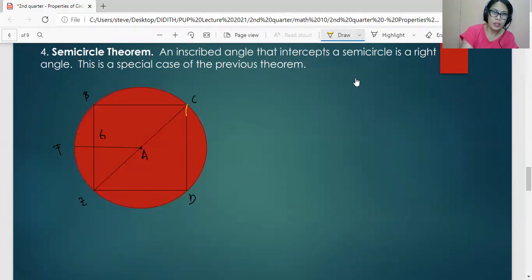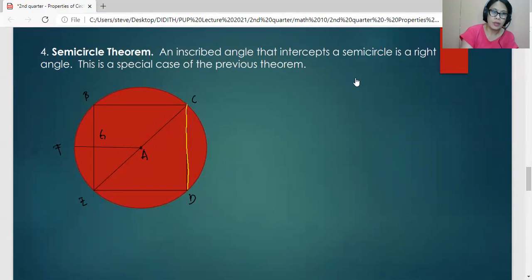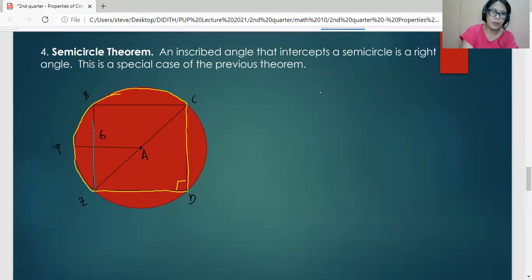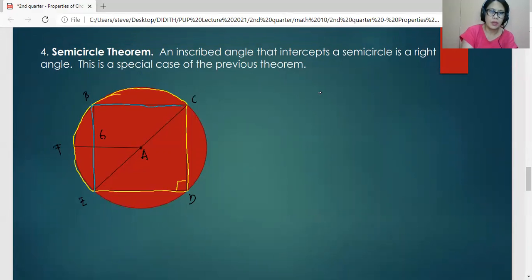So this one is a right angle because this is intercepted by a semicircle EBC. Okay? And another right triangle here. We have triangle EBC is a right triangle also because this is intercepted by semicircle EDC.